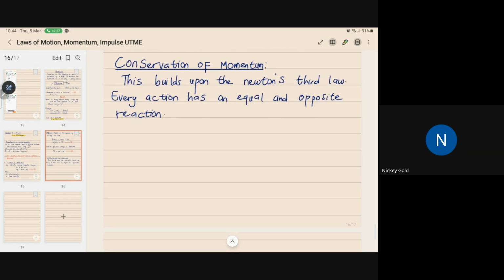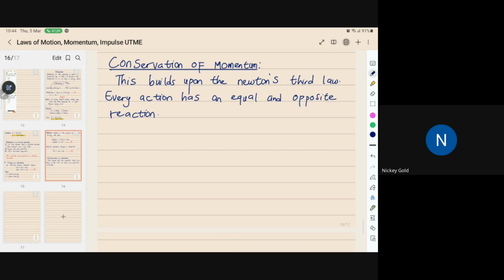Equal and opposite reaction. So now, during collision, object A pushes B and object B pushes A as well. So the forces are what? Equal and what? And opposite, right? So momentum gained by one equals momentum gained by the other. So total momentum remains the same.